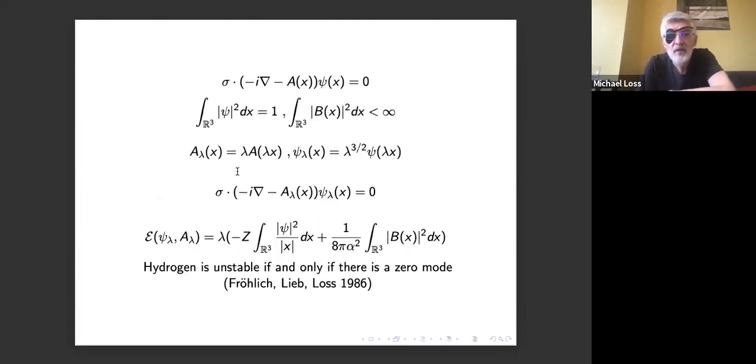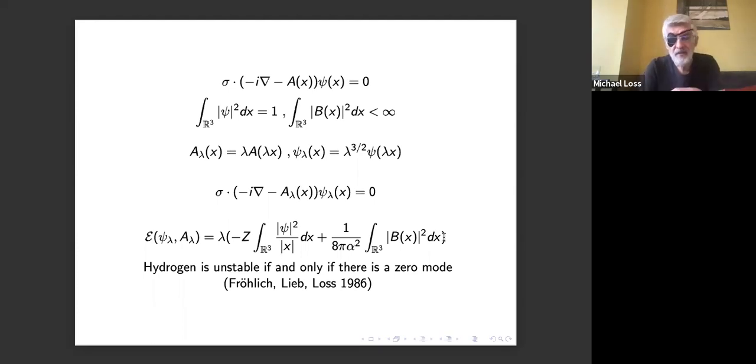So now you see, if you have such a zero mode, suppose you have one, then what you can do is you can just rescale the A field, and you can rescale your psi. It still is a zero mode. And what you have done when you go back to the energy functional, you have killed in some sense the kinetic energy part. It's not there anymore. And all you're left with is the potential energy, the Coulomb energy, and the field energy. And when you undo the scaling, you pull out the factor of lambda. And now you see, when you choose the Z large enough, you get this number to be negative, and therefore you drive this whole problem to minus infinity.